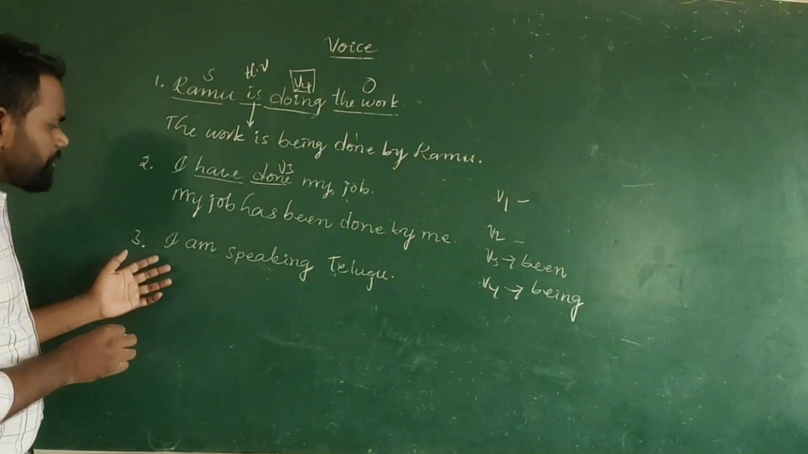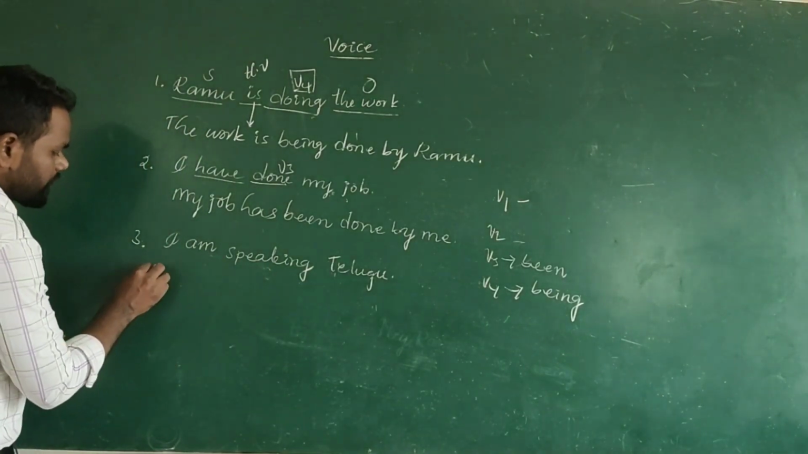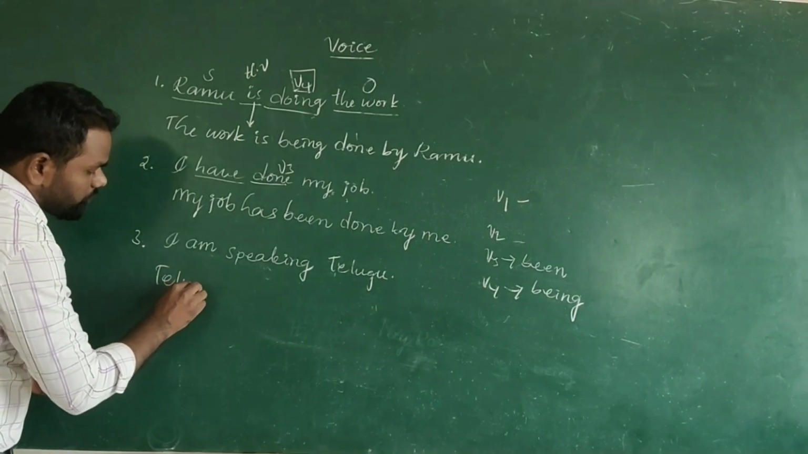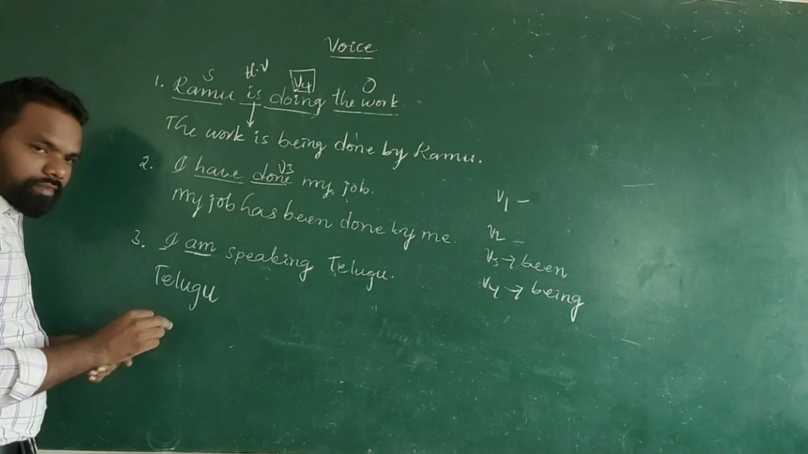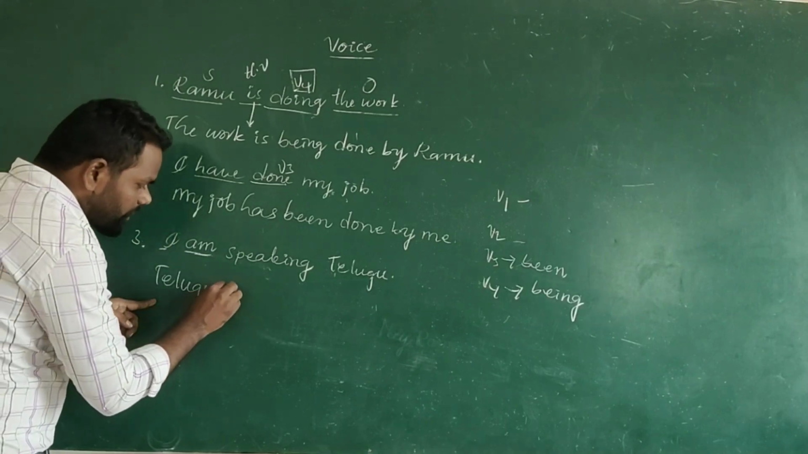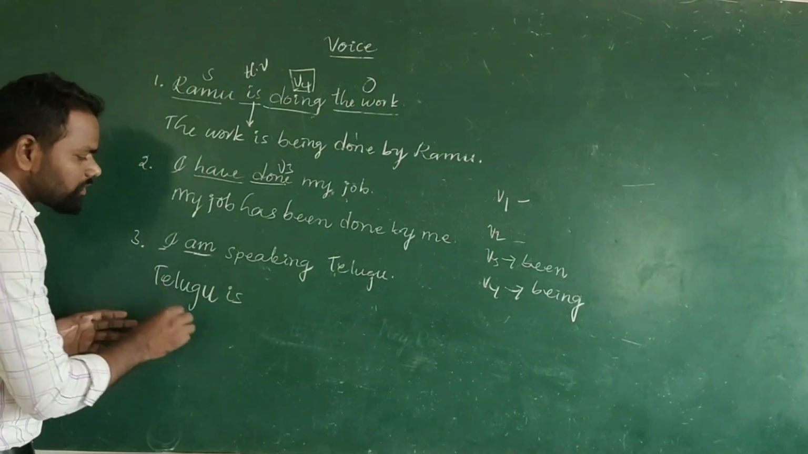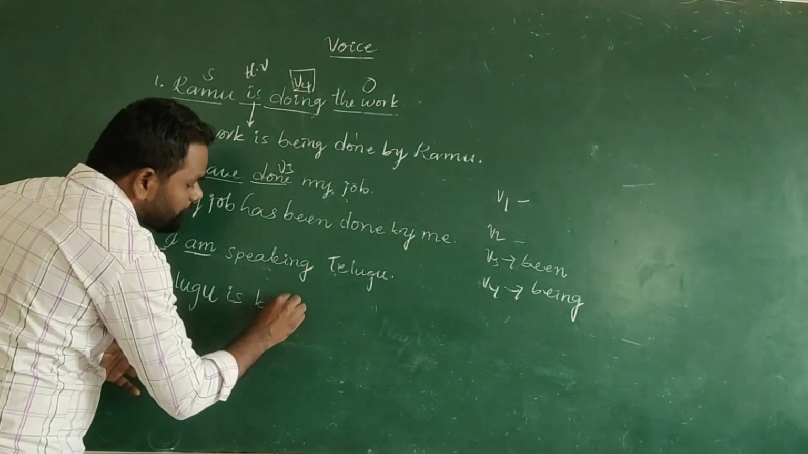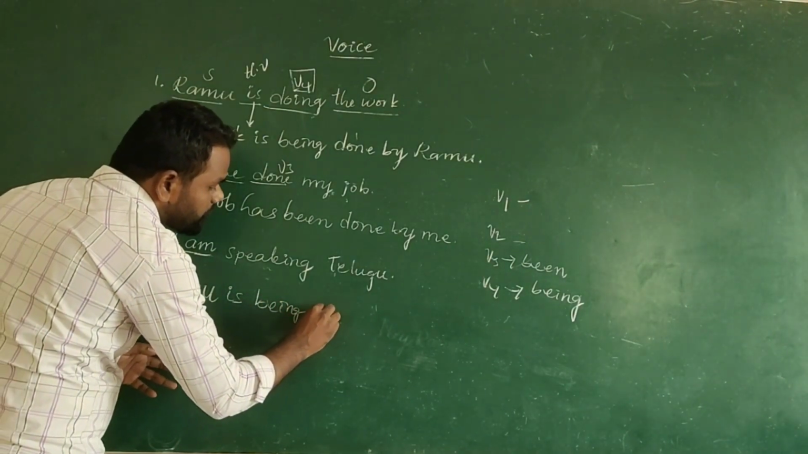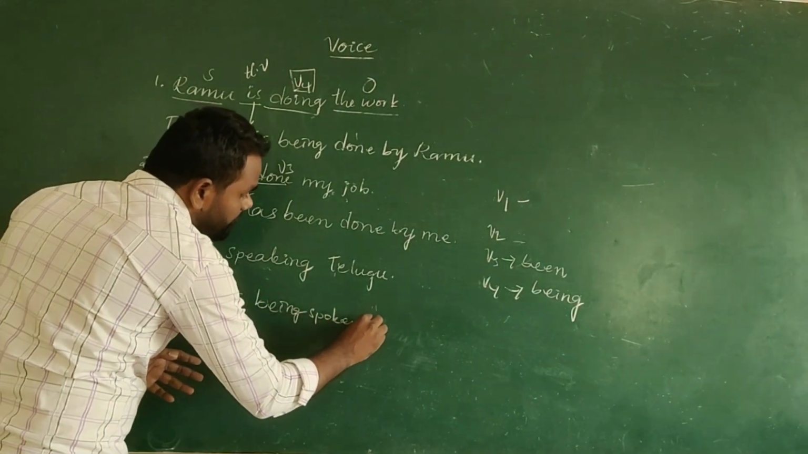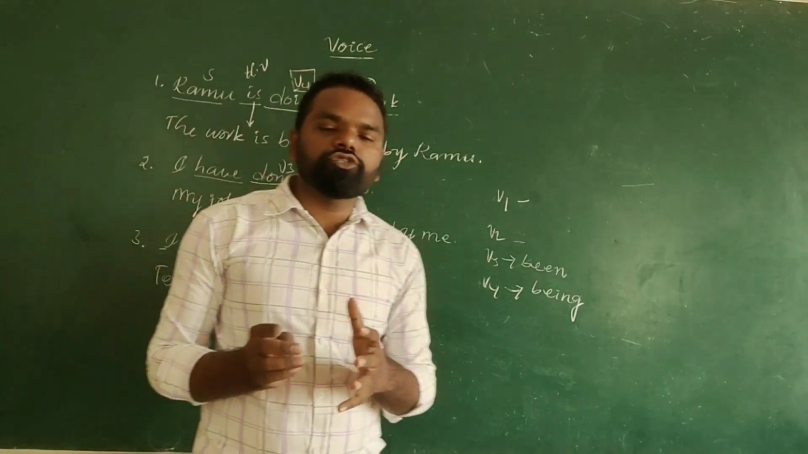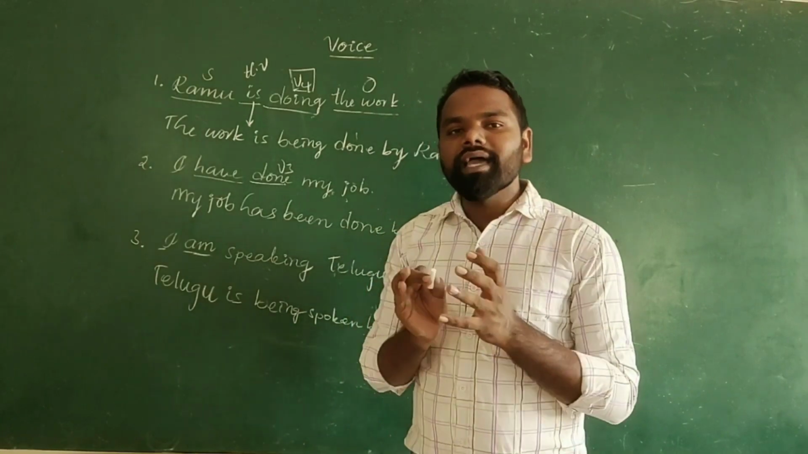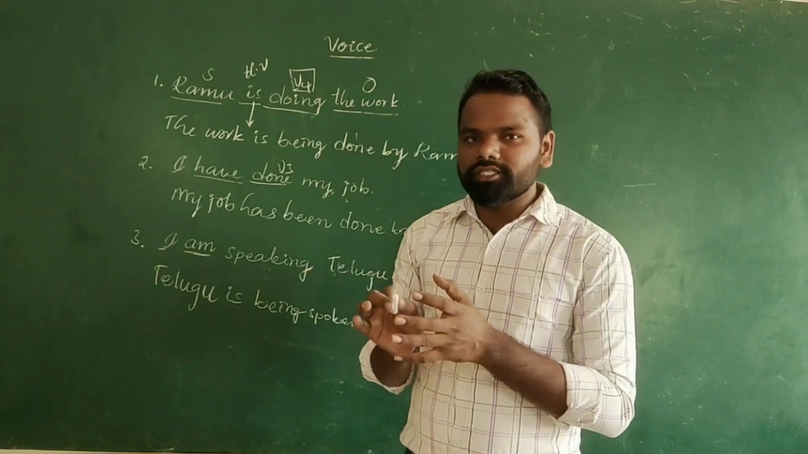And last step, I am speaking Telugu. Telugu. For I the helping verb is am, but Telugu is singular, therefore it is actually is. Telugu is being spoken by me. This is the way we should know how to change active voice to passive voice.